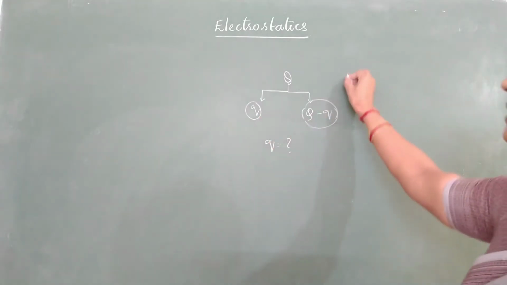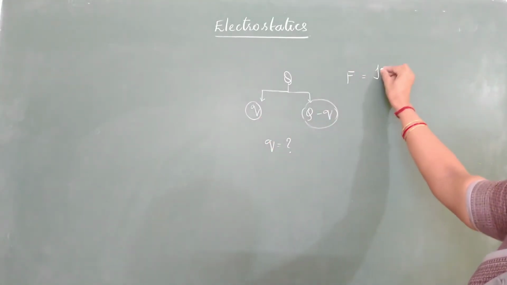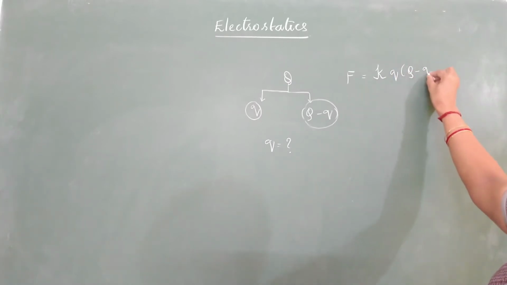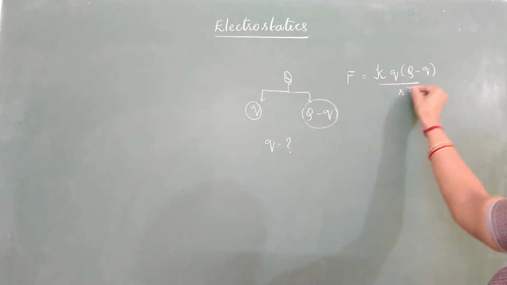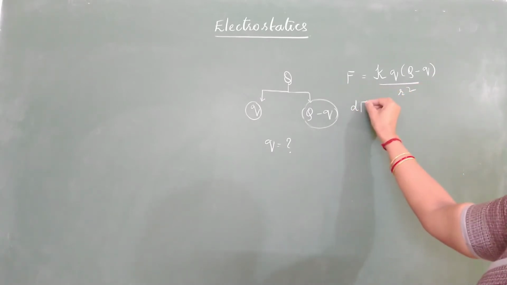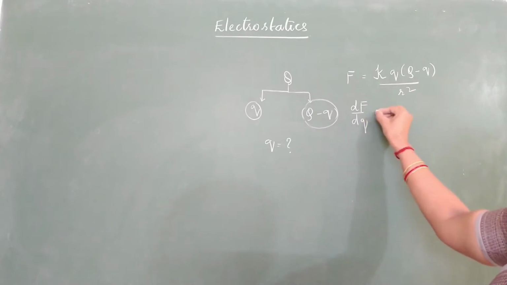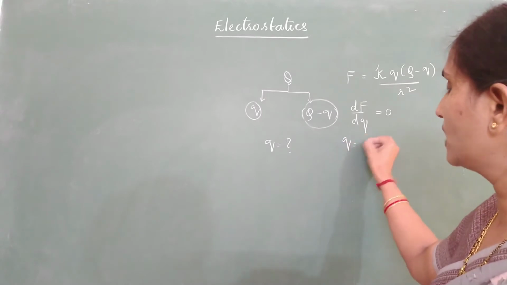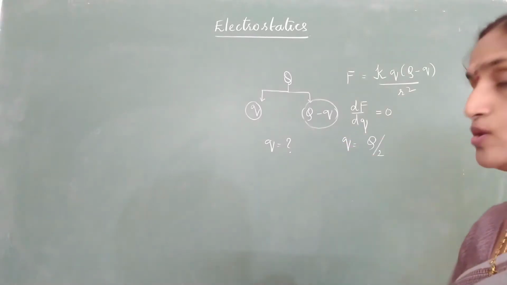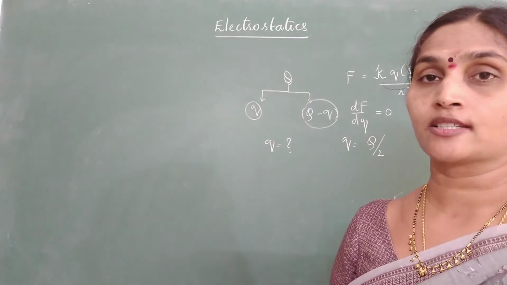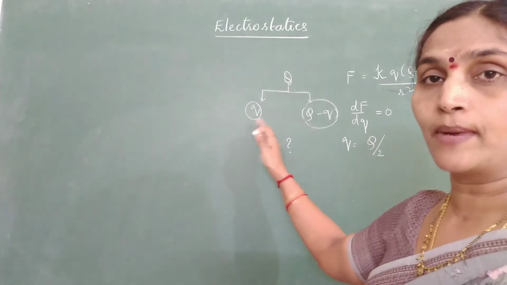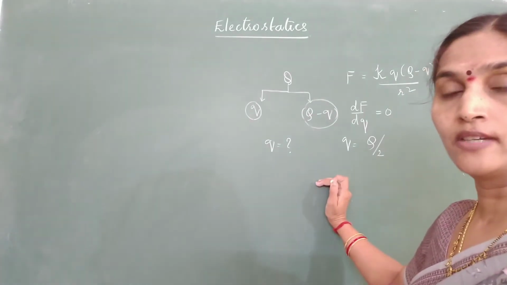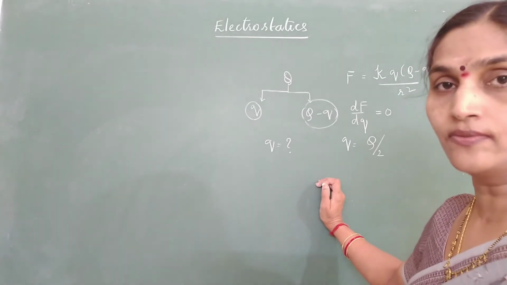We know the force between them. I will replace that 1 by 4 pi epsilon naught as one constant. Is it q into Q minus q divided by r square? Force will be maximum when dF by dq becomes 0. So when you differentiate and equate it to 0, we will get small q as Q by 2. That means whenever charge is divided into 2 equal parts, then force will become maximum. So this is one very often given question. Even in gravitation you get this type of question.